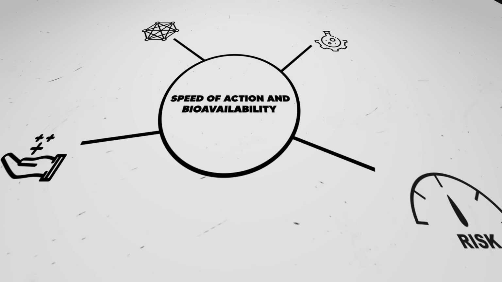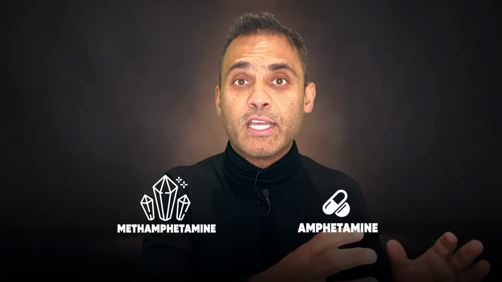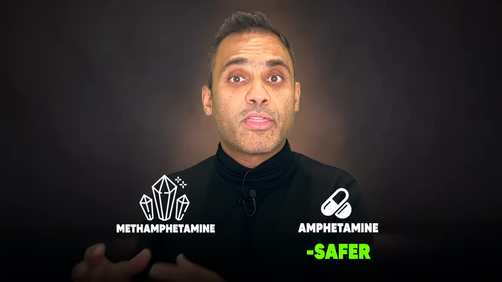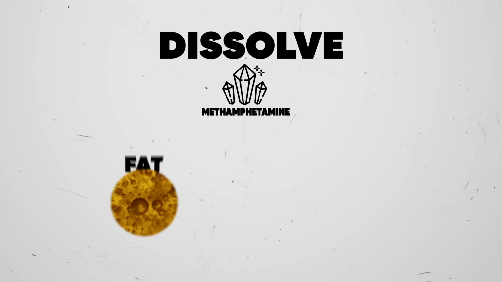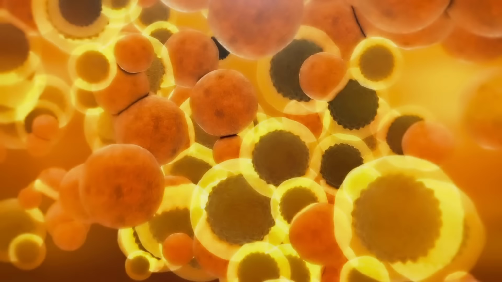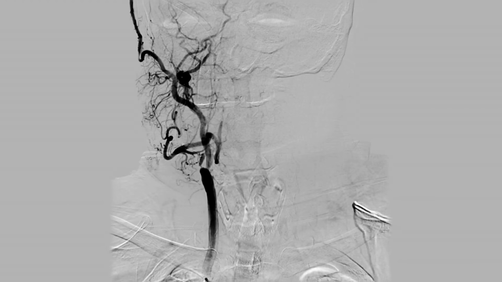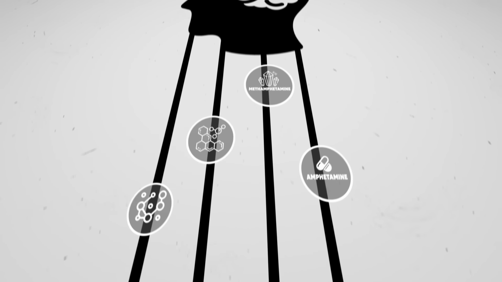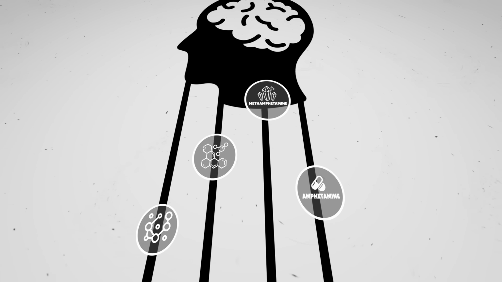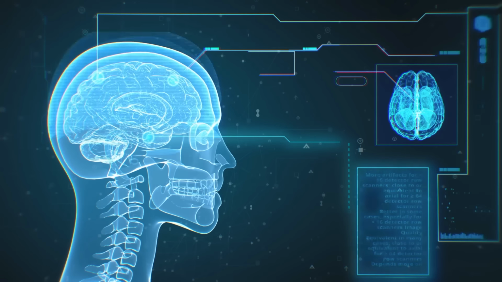Now, this speed of action and bioavailability is closely linked to the benefit and risk balance, where amphetamine is a safer agent than methamphetamine. You see, methamphetamine's lipophilicity, which is the ability to dissolve in the fat and lipids, the adipose tissue of the body, gives it an advantage in terms of its bioavailability and speed of action. It allows methamphetamine to cross the blood-brain barrier much quicker than other stimulants, leading to a rapid and intense effect on the brain, which is linked to the euphoric property of methamphetamine.